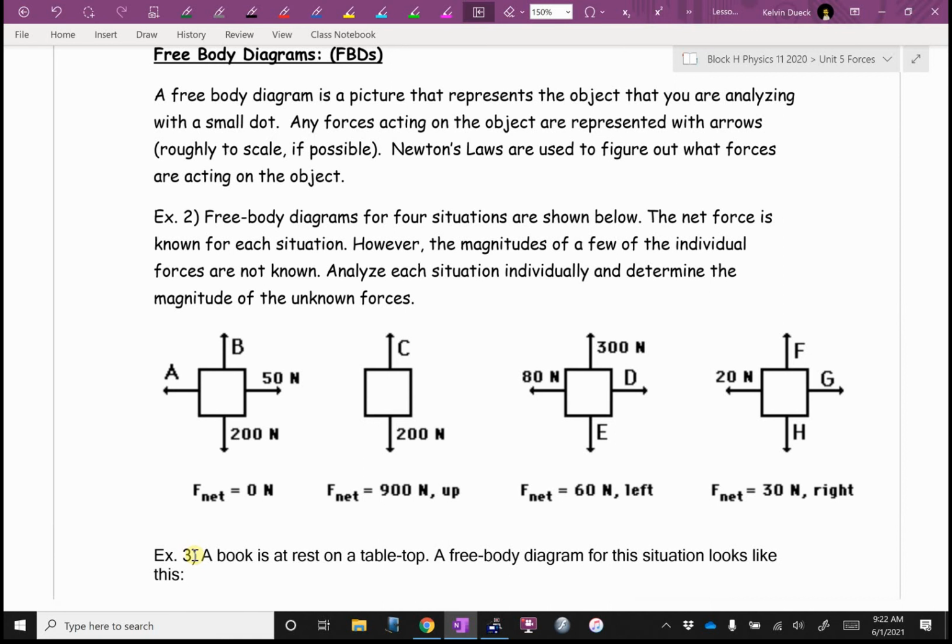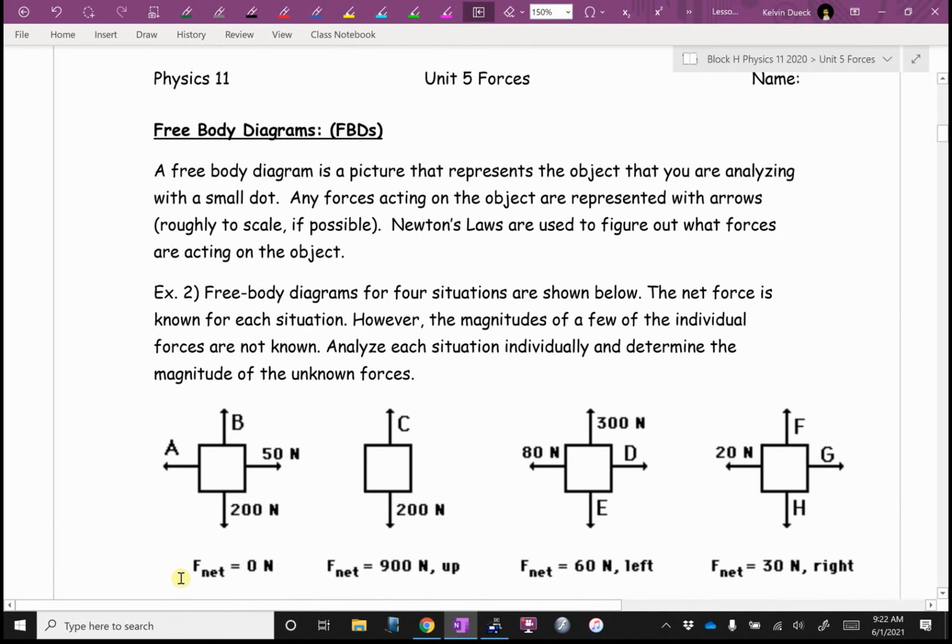Free body diagrams. I tend to abbreviate, and so you'll often hear me talk about an FBD. What's a free body diagram? It's a picture that represents the object that you're analyzing with a dot. Any forces that are acting on it are represented with arrows, roughly to scale. What do I mean by roughly to scale? If you know one force is larger, draw the arrow bigger. If you know two forces are the same size, draw the arrows the same size. Roughly to scale. And we're going to use Newton's laws to figure out what forces are acting on the object.